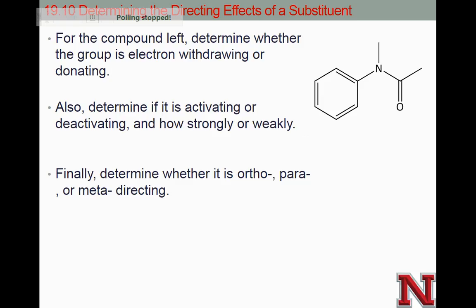Okay, so we were looking at directing groups on Friday. And now we're going to look at how we go about deciding where our most likely new electrophilic aromatic substitution is going to occur. So if we look at this example, first off, our substituent is this. Is this an electron donating group or electron withdrawing group? This is an electron donating group. That nitrogen does have a lone pair.